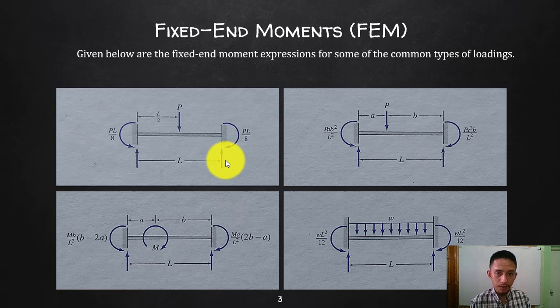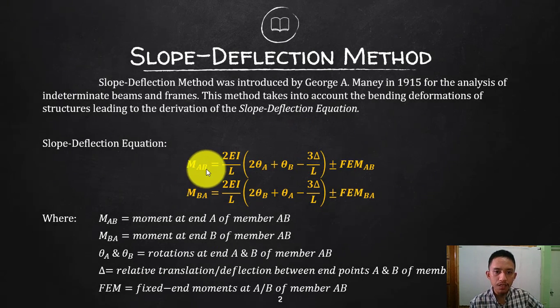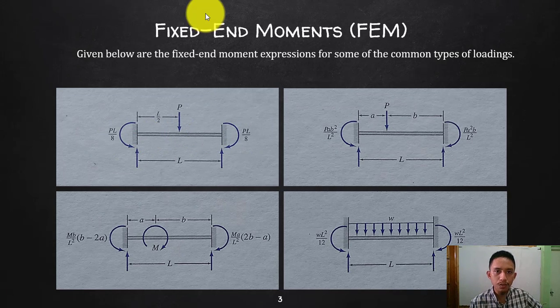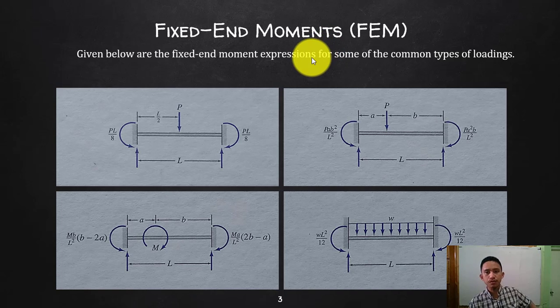If you consider your member and you want to get FEM, that is the fixed end moment. It doesn't matter what type of support your member AB is attached to, we will still consider its two ends to be fixed, since we call this a fixed end moment. I will explain later how that happens, but it has nothing to do with the support. We only want to get the moment at the endpoints if the member is connected on fixed supports at both ends. That is why we call it a fixed end moment.